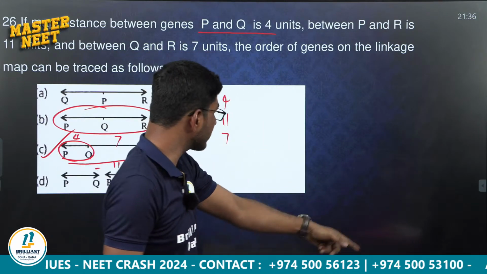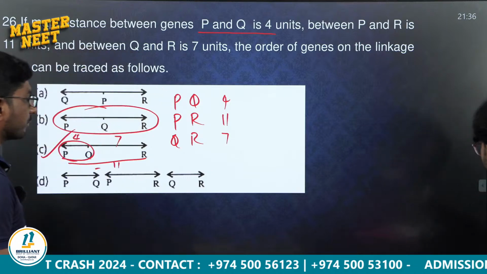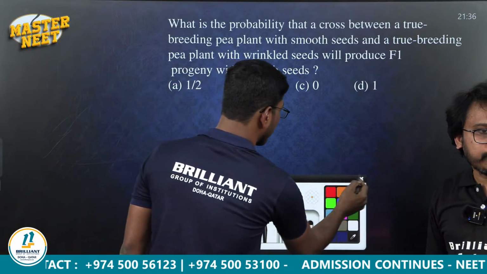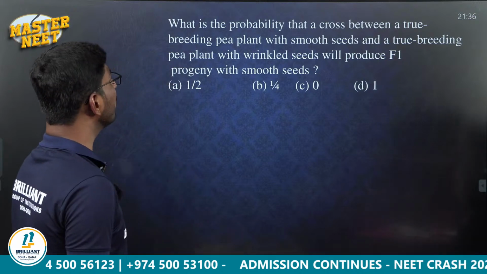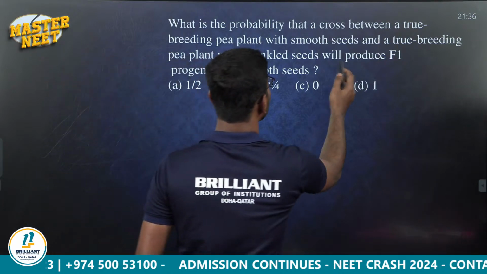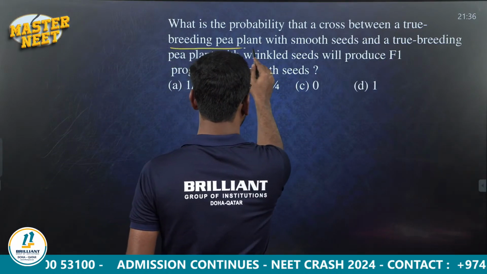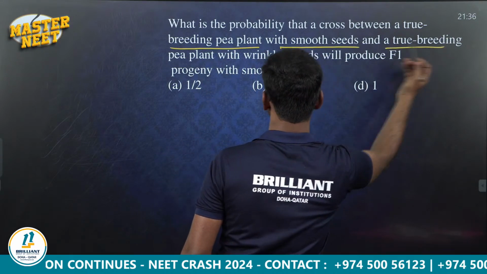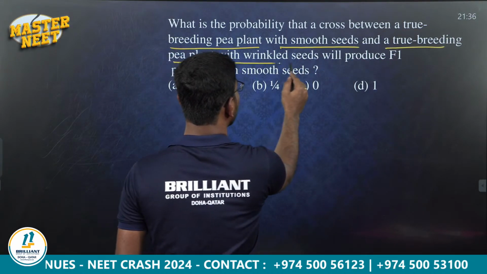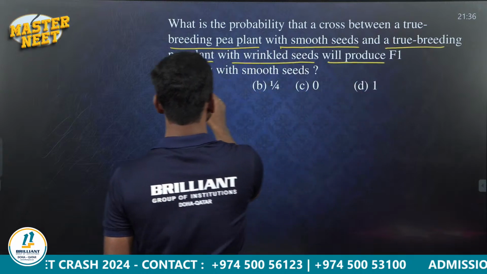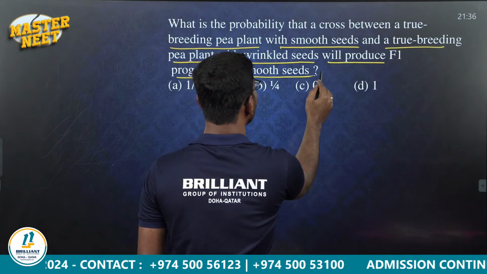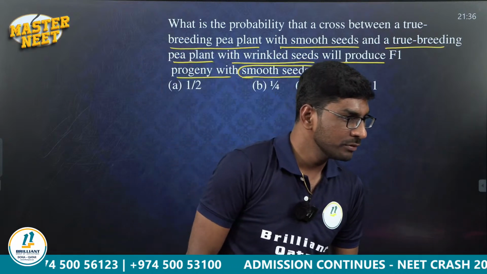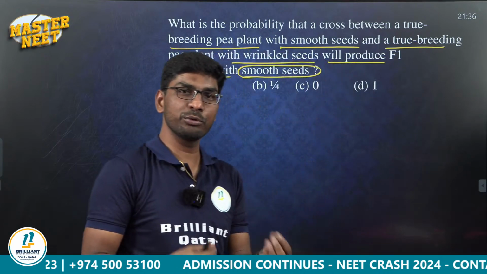How simple. Next. Can any one of you give me the answer to this question? What is the probability that a cross between a true breeding pea plant with smooth seeds and a true breeding pea plant with wrinkled seeds will produce smooth seeds in the F1 generation? They're asking. Anyone of you? Yes, sir, that's better.